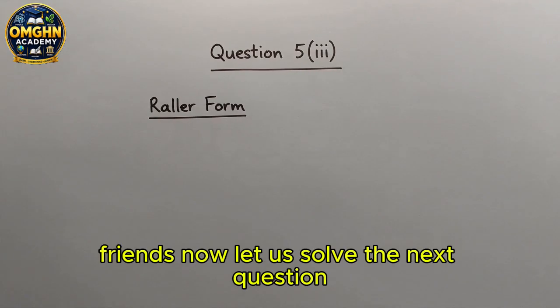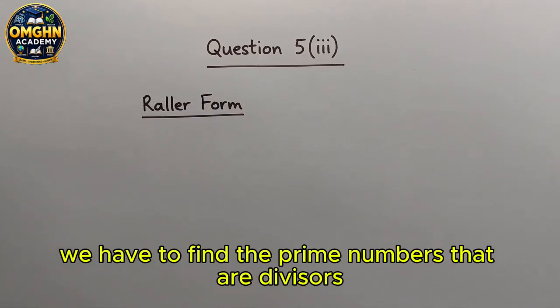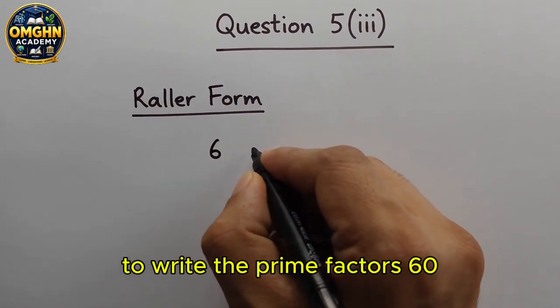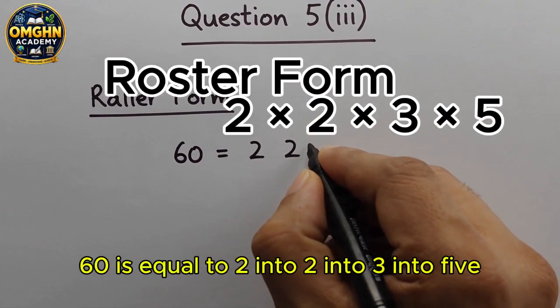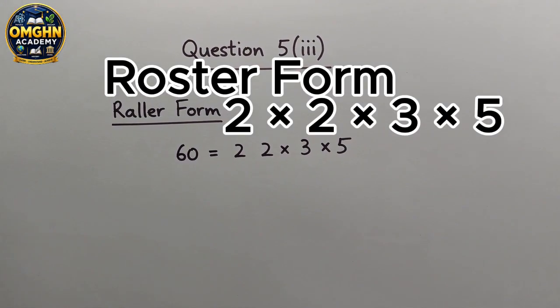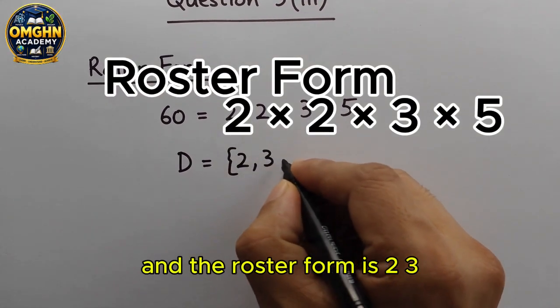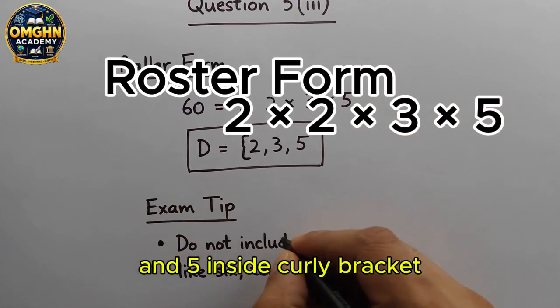Students, now let us solve the next question. We have to find the prime numbers that are divisors of 60. First, we write the prime factors. 60 is equal to 2 into 2 into 3 into 5. Therefore, the prime divisors are 2, 3, and 5. And the roster form is 2, 3, and 5 inside curly brackets.